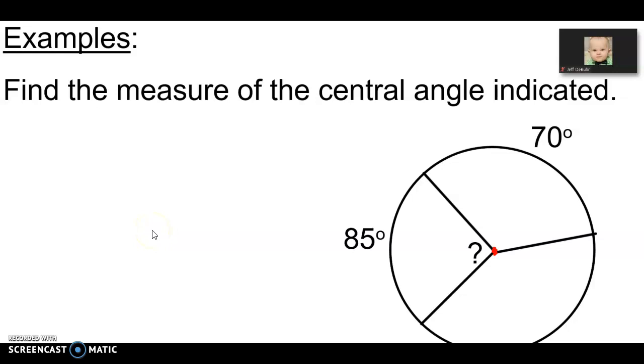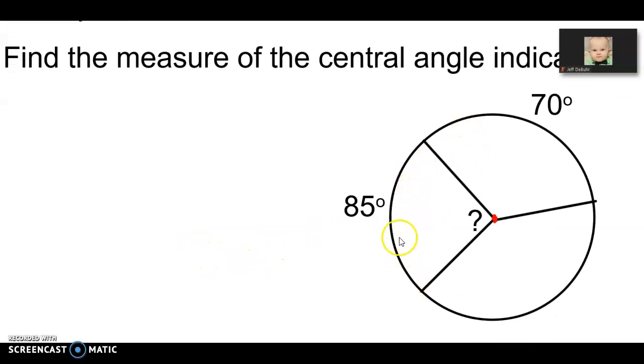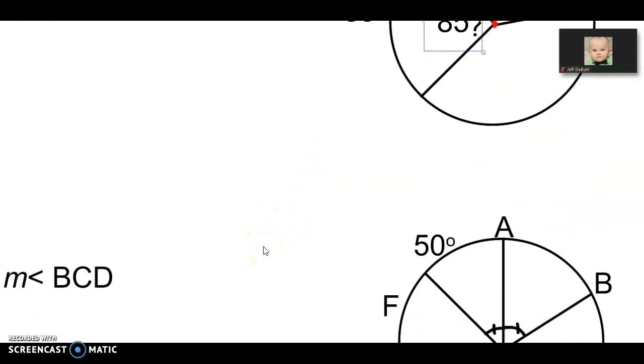So let's look at a few examples of what this is going to look like on your homework. So you see this picture here. This is a really simple question. You've been given an arc measurement of 85 degrees. So your answer for the question mark is 85 degrees, because the central angle formed by the 2 radii is always the same measure as the arc measurement. So that's a really quick question, not going to take you long on your homework.